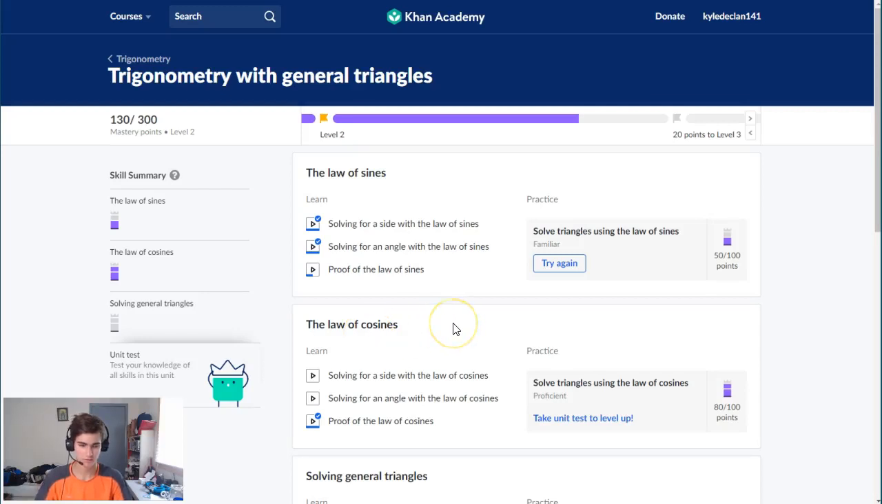Hello, today we are going to be working on trigonometry with general triangles on Khan Academy. So today we are going to be focusing on the law of cosines.